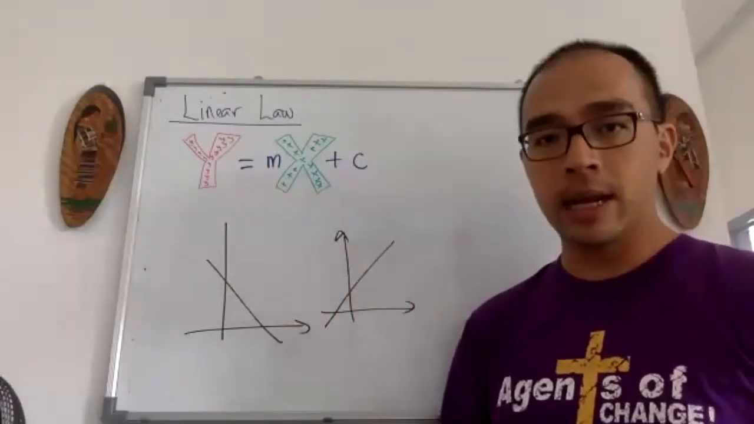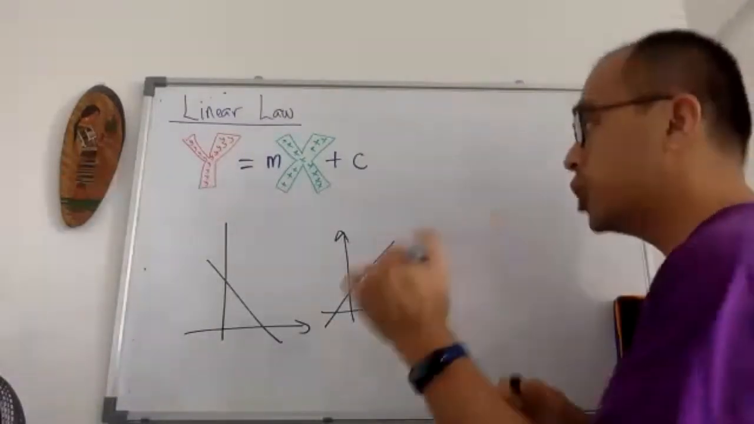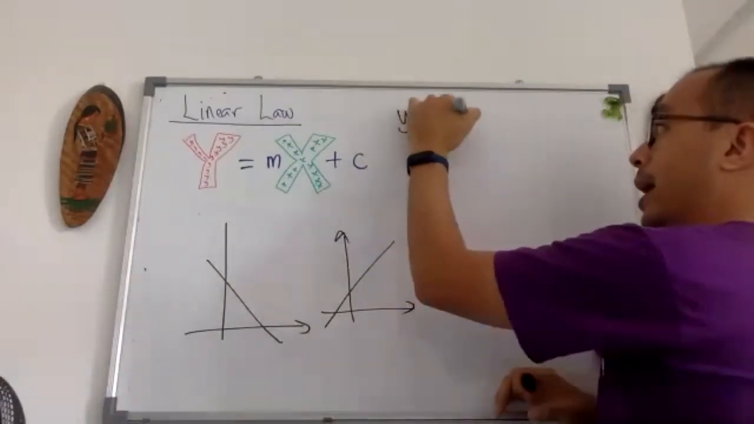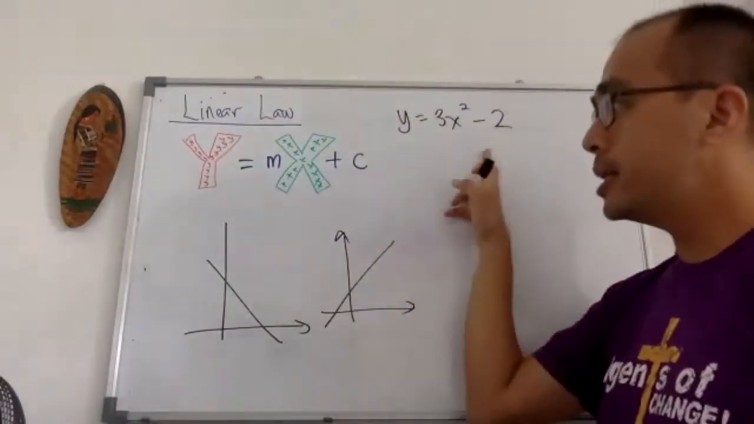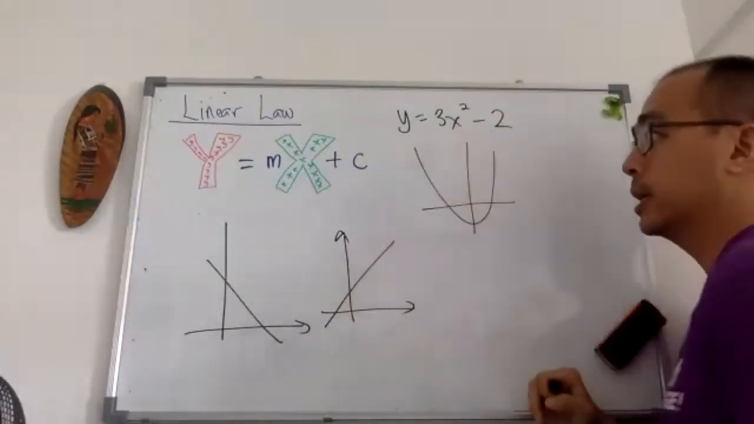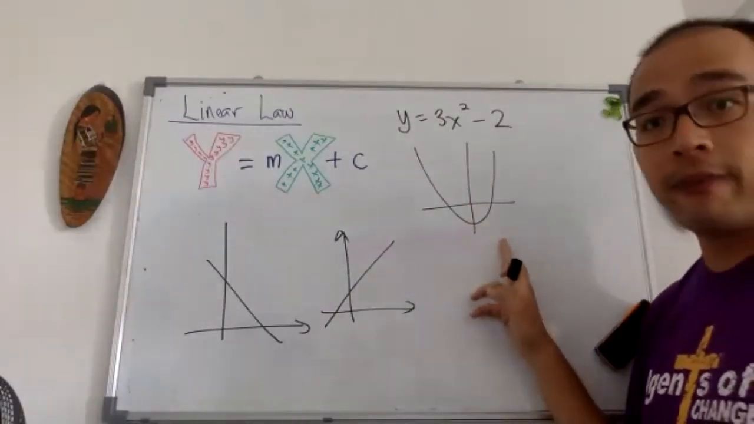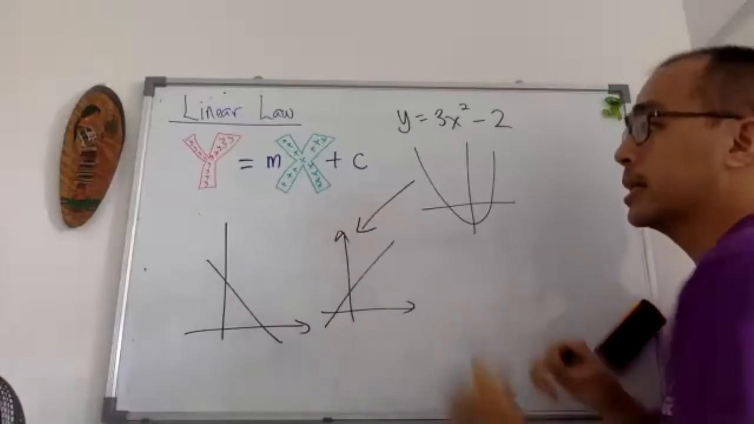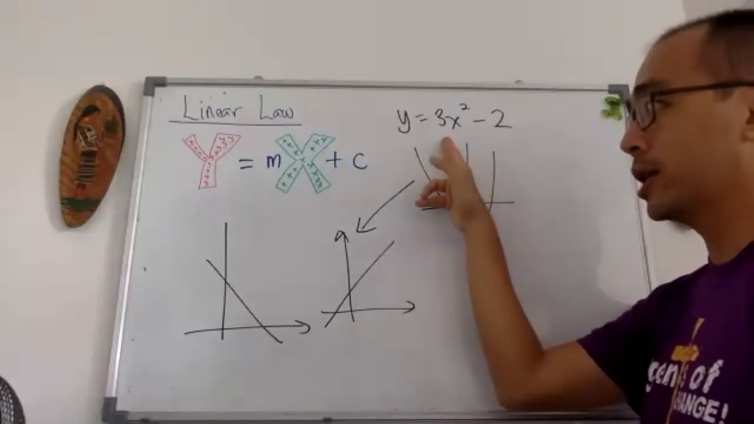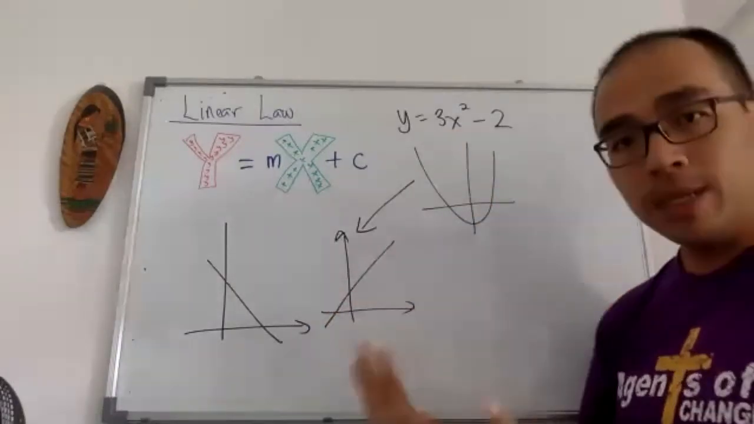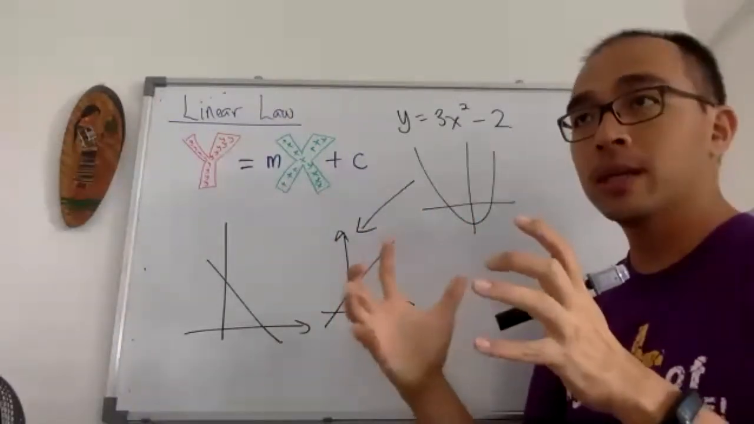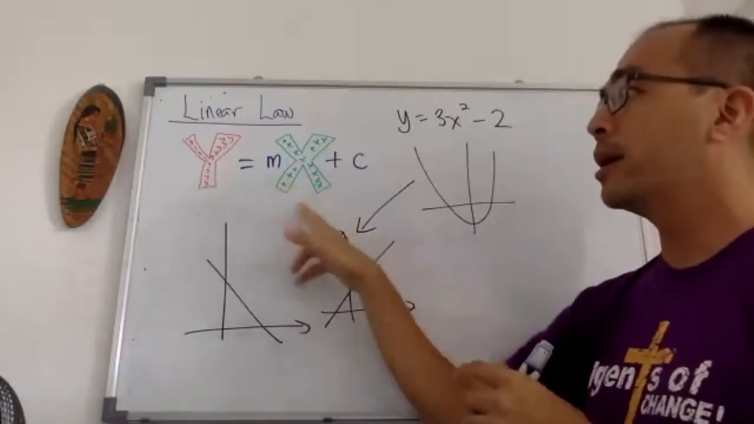Okay, but our task now in Form 5 is to change a complicated equation, for example, y equals 3x squared minus 2, into linear form, because this kind of graph is actually like this. This is a non-linear graph. We want to change this to become this. So linear law is all about transforming a non-linear equation to a linear equation, which means that we cannot leave it as it is, it must be y and it must be x.